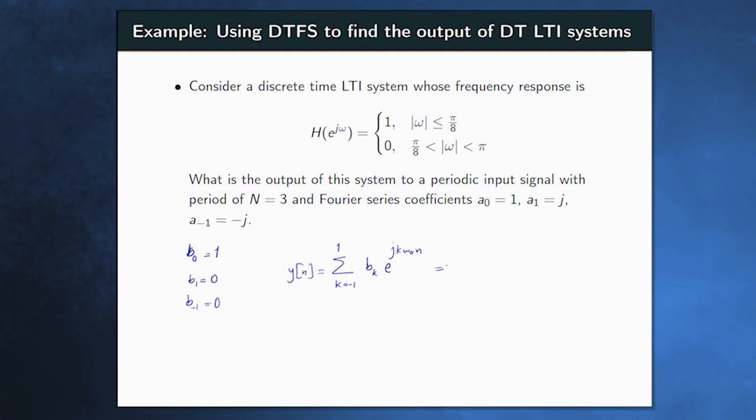All right, so that's going to be equal to b sub 0 multiplied by e to the j multiplied by 0. That's going to be b_0, which is equal to 1. So y of n is equal to 1 for all n. This is the DC term, right? There's no variation in y of n. I can draw y of n, and that's going to be equal to 1 for all n values.